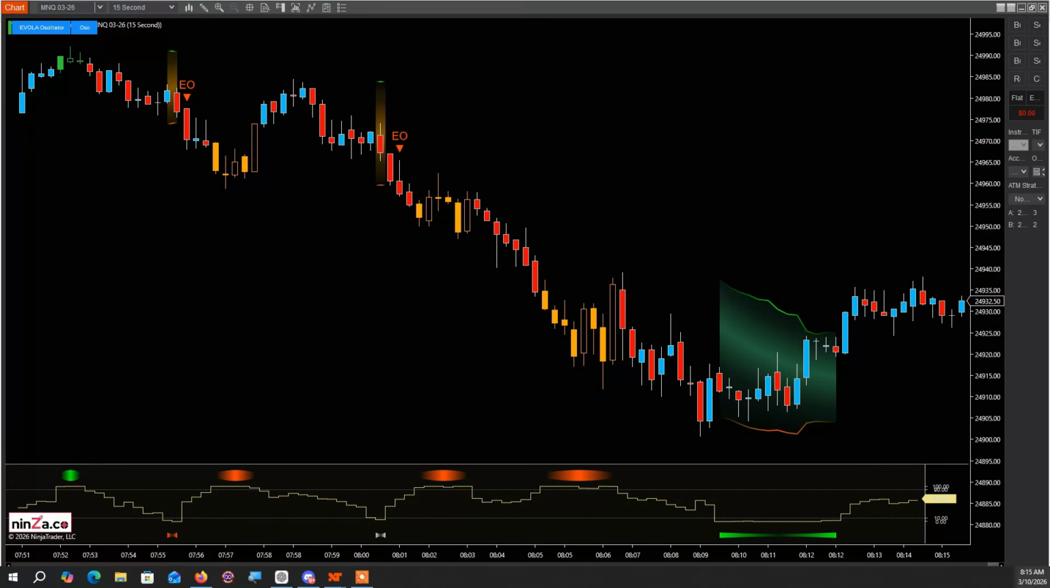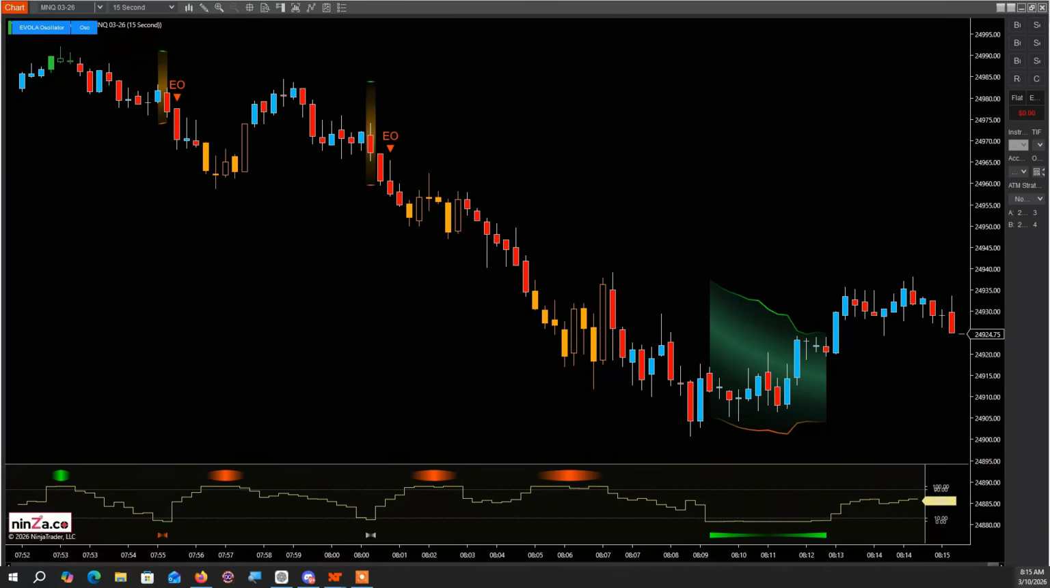So Evola isn't just generating random signals. It's highlighting moments where volatility conditions shift, which is when many of the market's most significant moves begin.